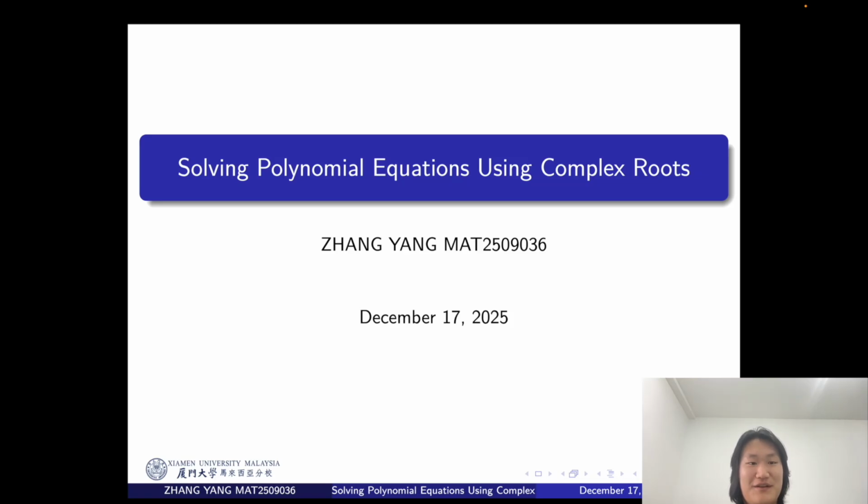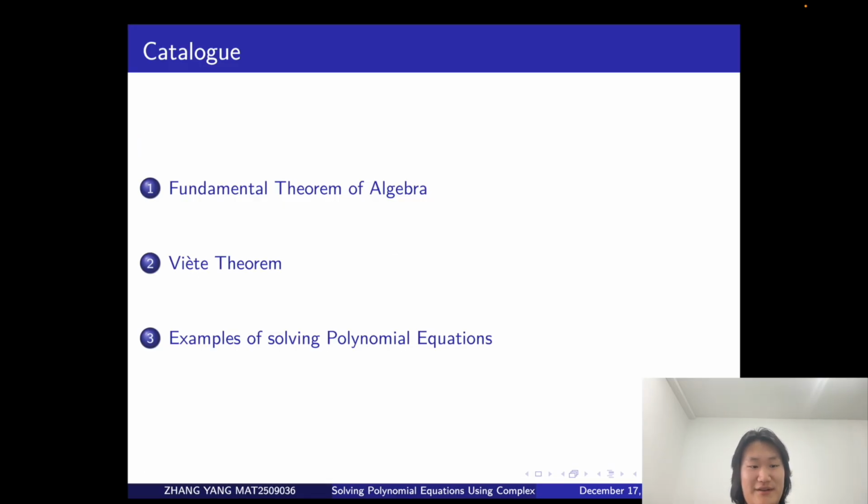Today I'm going to talk about solving polynomial equations using complex roots. The report contains three different parts: the fundamental theorem of algebra, the Vieta theorem, and examples of solving polynomial equations.